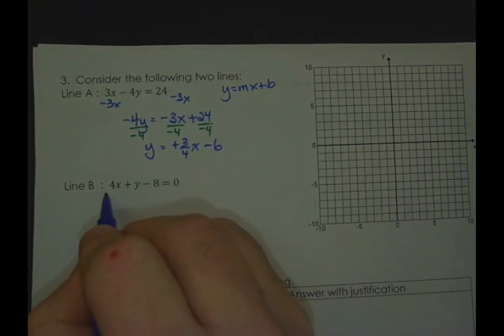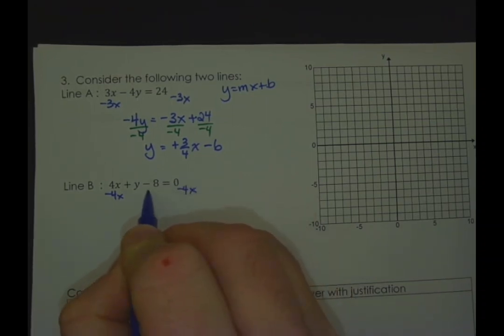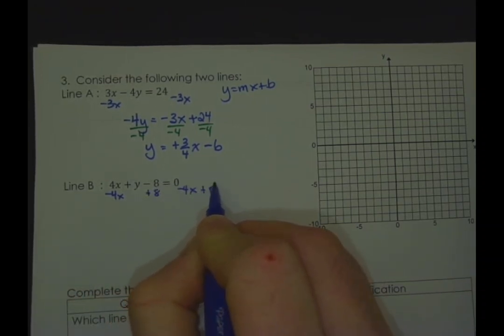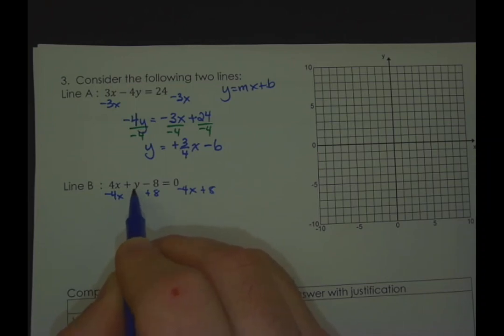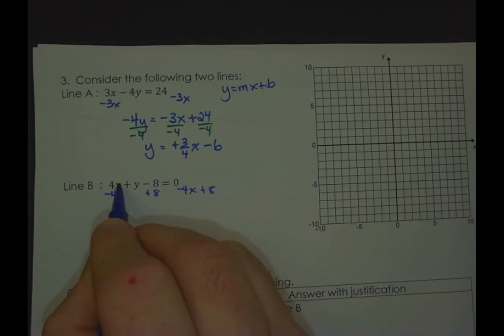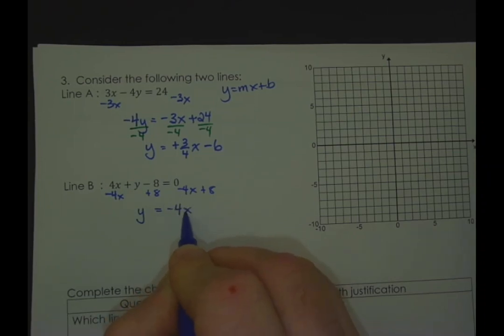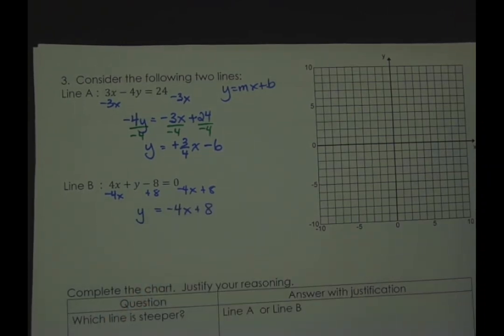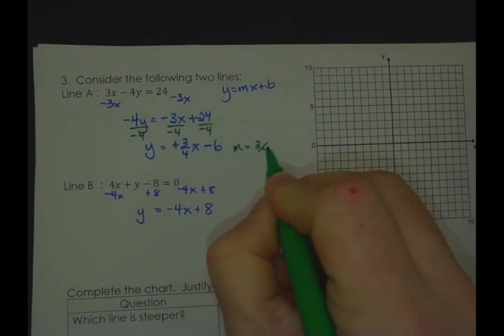All right. Subtract 4x, subtract 4x, add 8, add 8. And the reason why I'm moving this negative 8 is because it's on the same side as y, and I want to shift it to the other side. So that's going to be 0, so I'm left with y. That one's going to be 0, so y equals negative 4x plus 8. And there I go. All right, so from this one I can say my slope is 3/4.